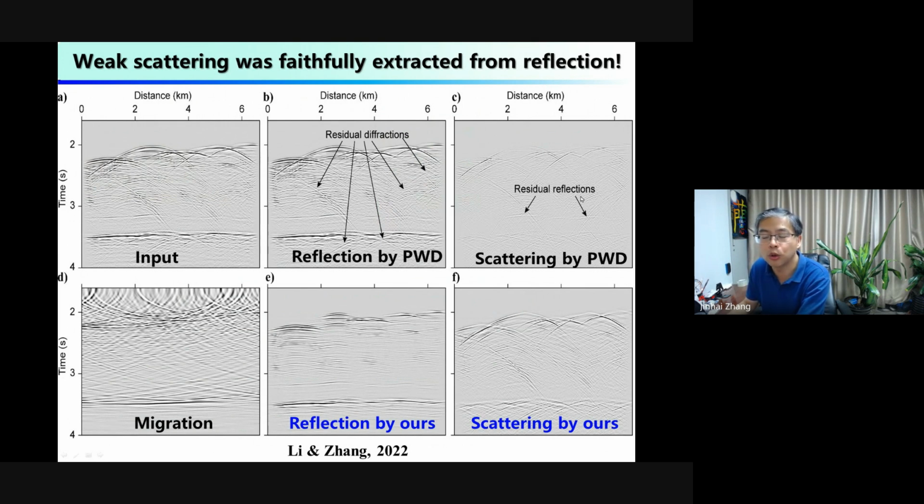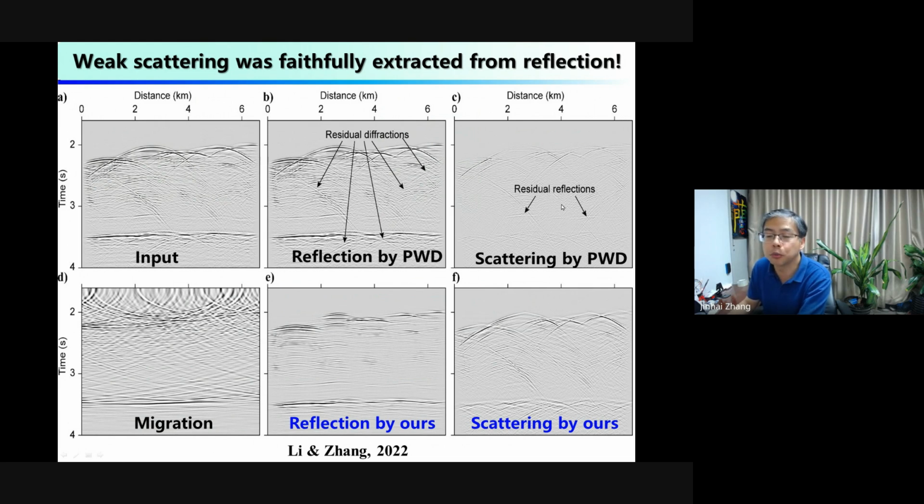That means the scattering is weak, and the residue reflection is still visible. We can see here the horizontal reflection, and some reflection there. However, our method performs in the migration domain. It looks like this. In that domain, after demigration, we can see the reflections are very well retained in our method, and all scattering is separated into this other domain, and this domain contains only the reflection.